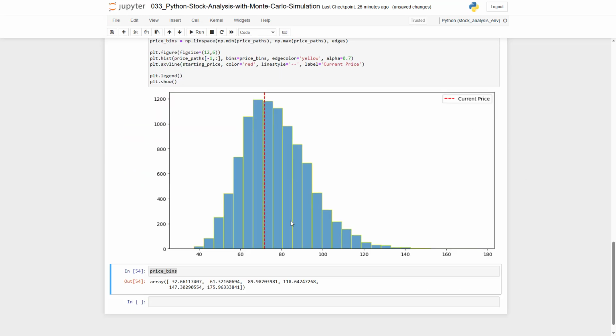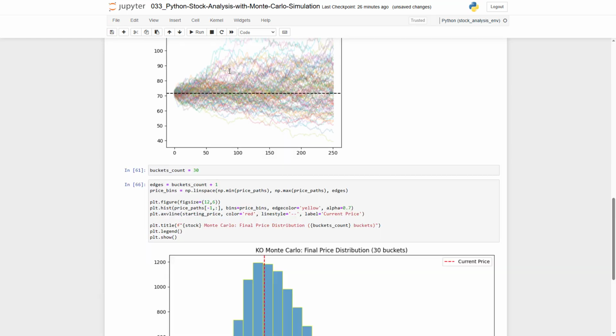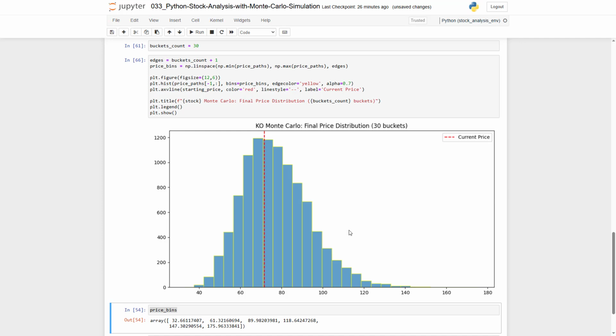Yep, looks okay. What else do we need? We need a title, and it will be something like Stock Monte Carlo final price distribution. And we'll use here bucket counts. Buckets. Yeah, makes sense. 30 buckets. This is how it looks like.